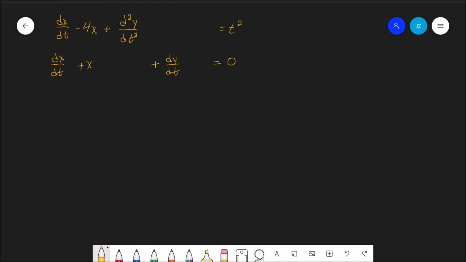So again, the first thing we have to do is write this in its operator form. So we get (D minus 4)x plus D squared y is equal to t squared. And (D plus 1)x plus Dy is equal to 0. So first, let's operate on the second equation by D and add them together. I'm sorry, we're going to operate by negative D and add them together.